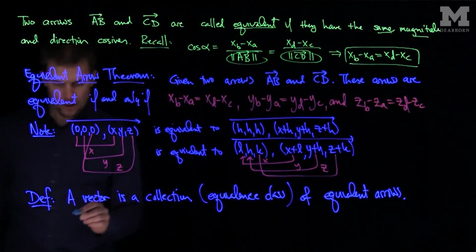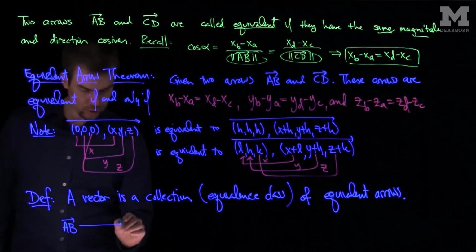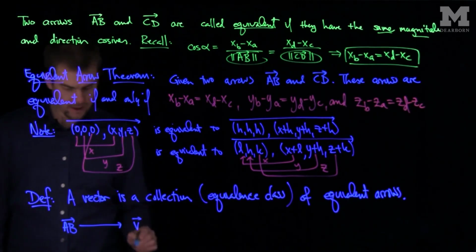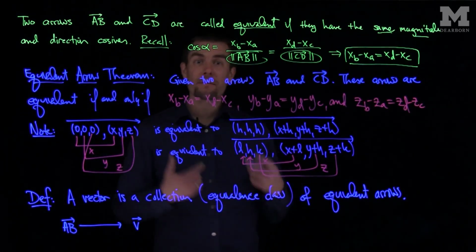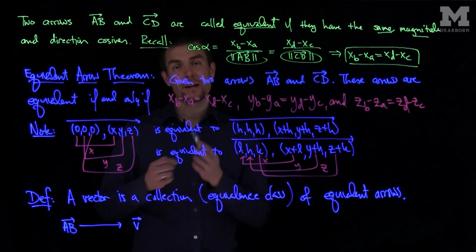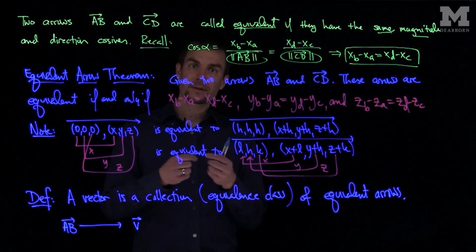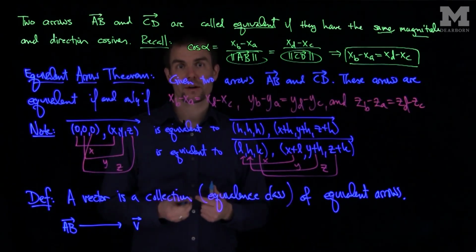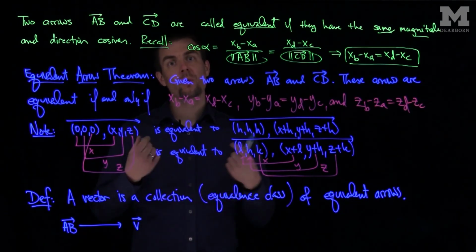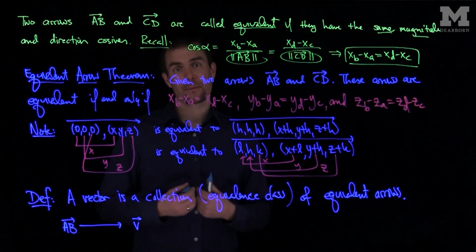So if I'm given an arrow AB, it will generate a vector v, and the vector v contains information about every arrow that's equivalent to AB. So any translation of AB is contained in the information of the vector. So a vector is an infinite collection of arrows that are all equivalent to each other. We'll see how that notion of equivalent arrow in defining vectors can help us define algebraic operations on vectors.